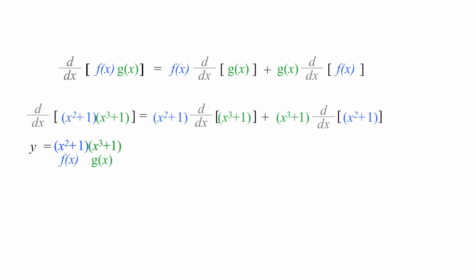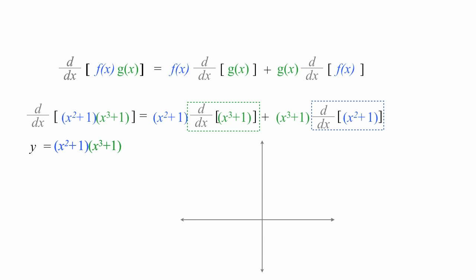I'm going to take the derivative of g of x, which is x cubed plus 1. I'm also taking the derivative of f of x, which is x squared plus 1. By the way, here's the graph of x squared plus 1 times x cubed plus 1. And whenever we take the derivative, we're always finding the slope of the tangent line at any point.